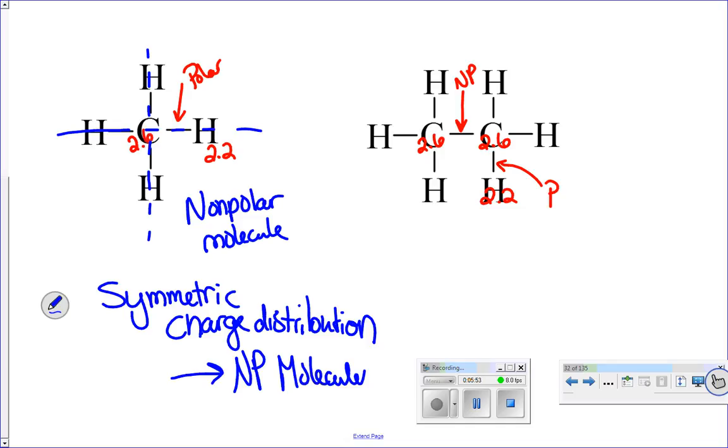So if we were to actually chop this thing, we notice it's still symmetrical overall, and we still have a nonpolar molecule. So when you're talking about the molecule overall, you're talking about looking at its overall charge distribution as opposed to just focusing on one individual bond and how the electrons are shared within that individual bond.